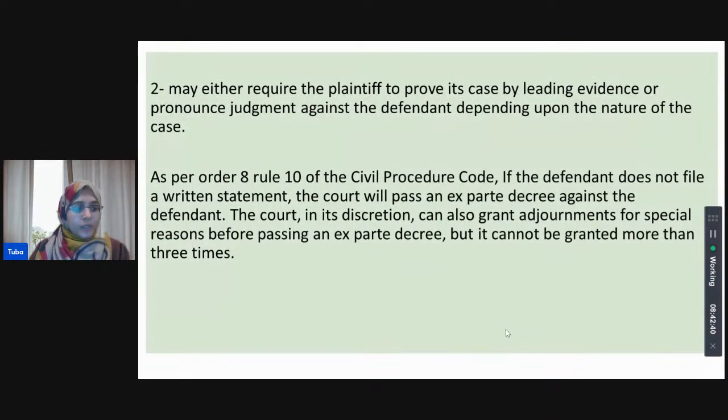It is 2 indeed. So what the court does is it either requires the plaintiff to prove the case by leading evidence, because that's the only evidence available. The defendant has not signed and not written the written statement. Or the court will examine everything and pronounce the judgment against the defendant. That will, of course, be an ex parte judgment. So this is per Order 8, Rule 10.